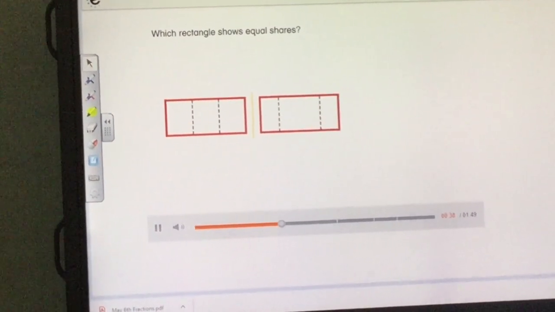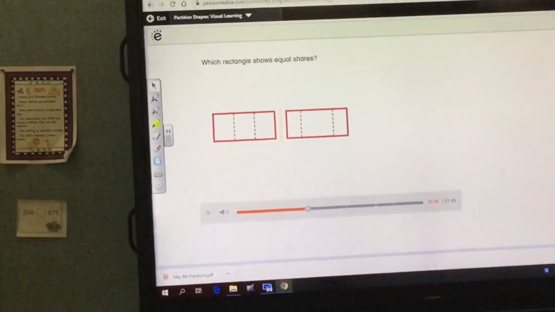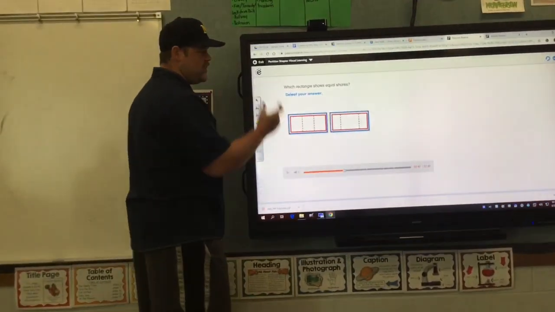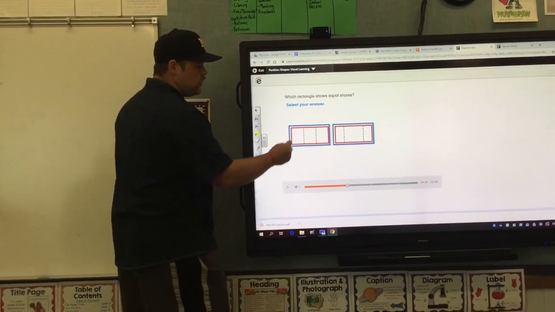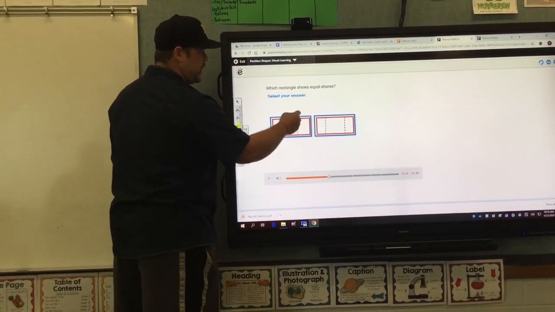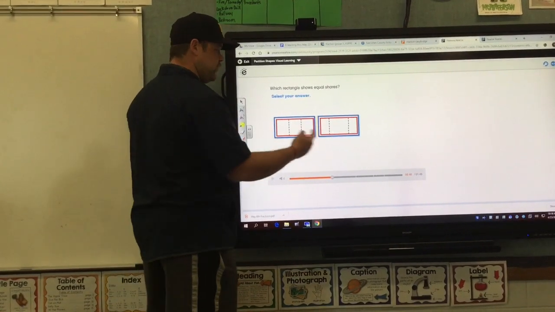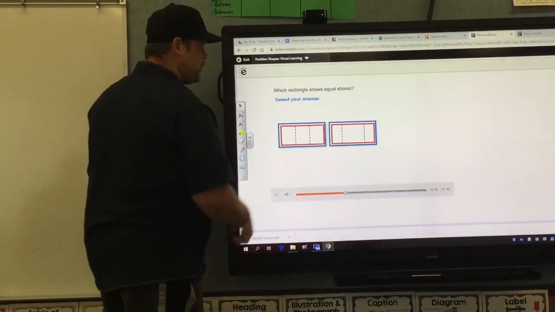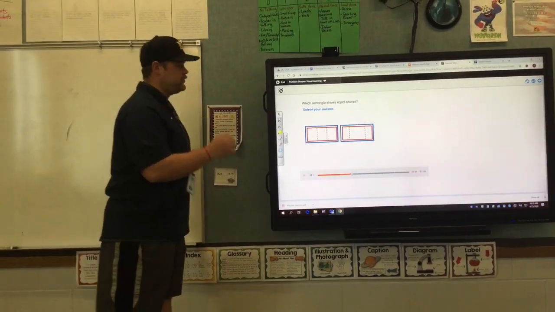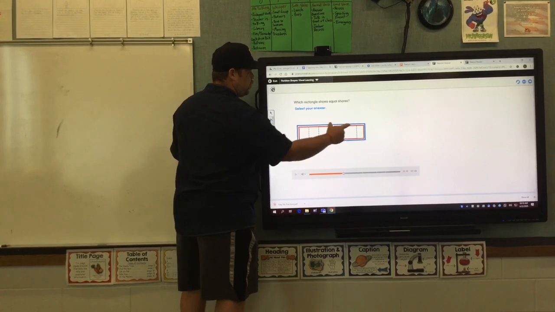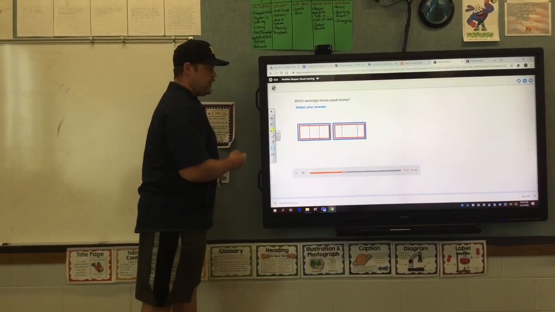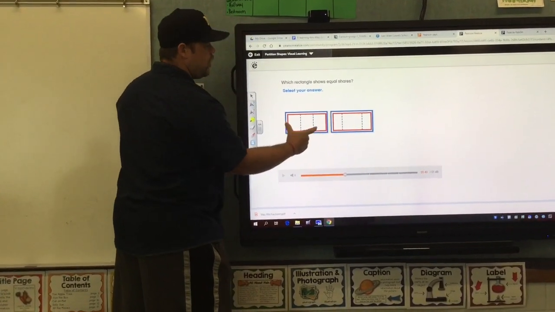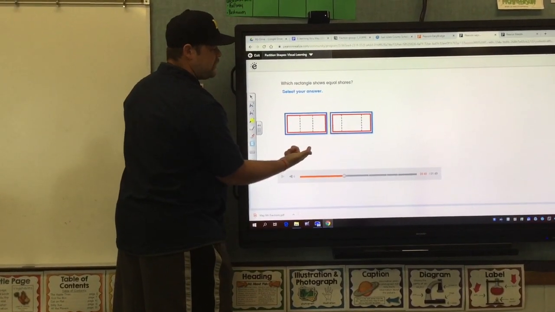Which rectangle shows equal shares? Select your answer. All right, so when they ask about equal shares, equal means the same. So if this was, let's say, a tray of Rice Krispie treats and you and two other friends, so three people, we're going to divide that tray into three equal shares. Which tray would give each person the same amount? That means equal. So if I look here, is this section and this section all equal? It seems to me like they are.